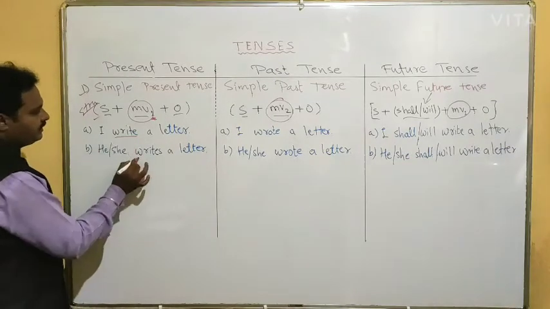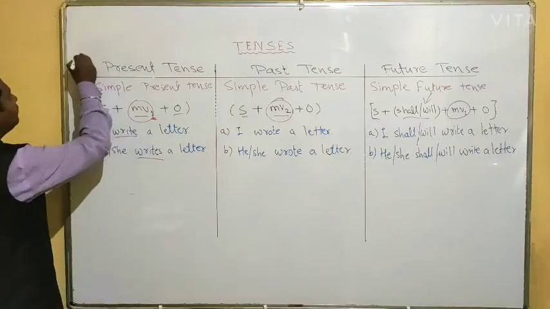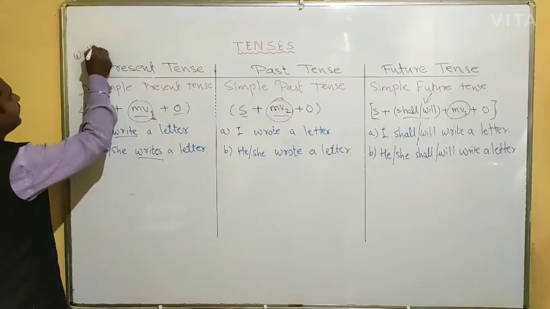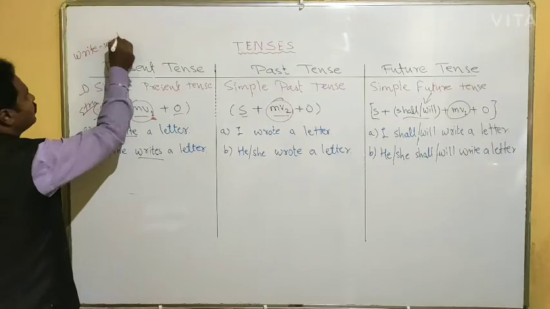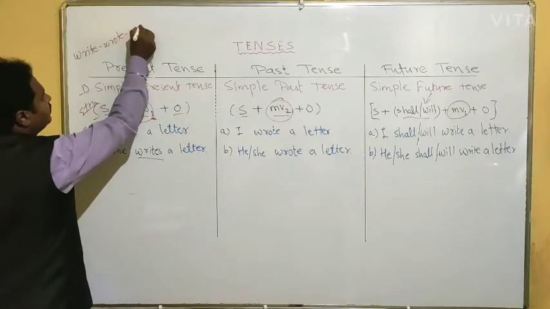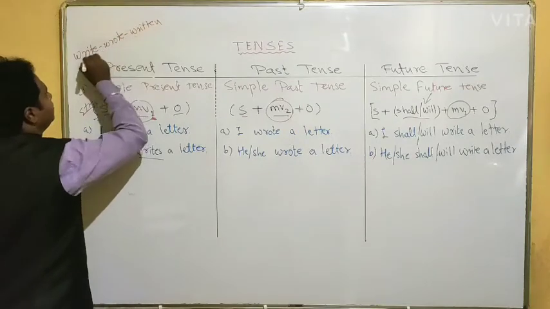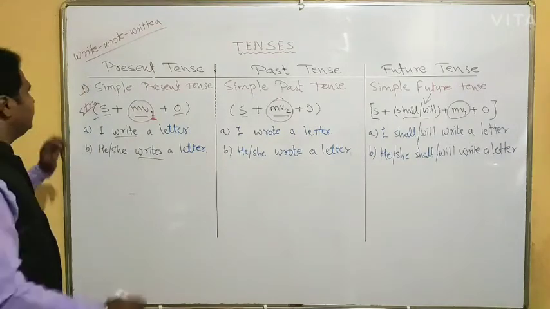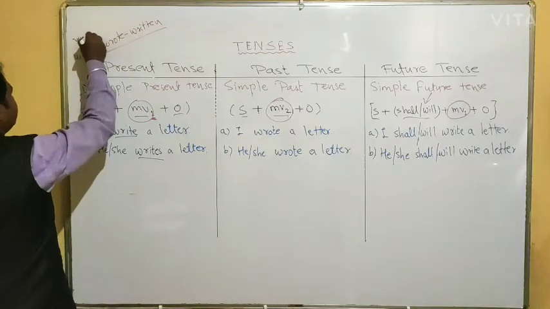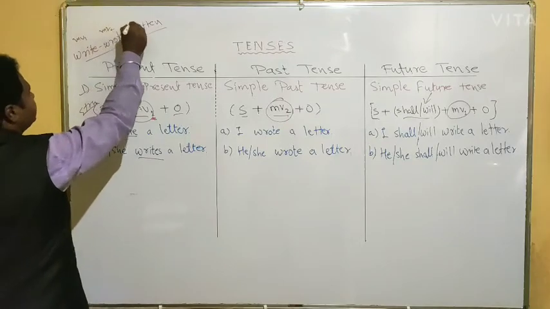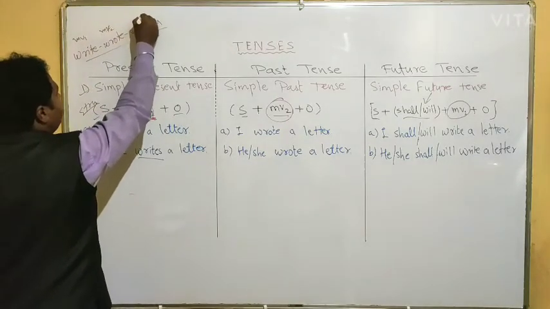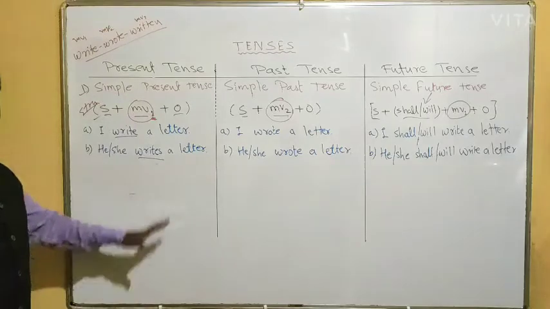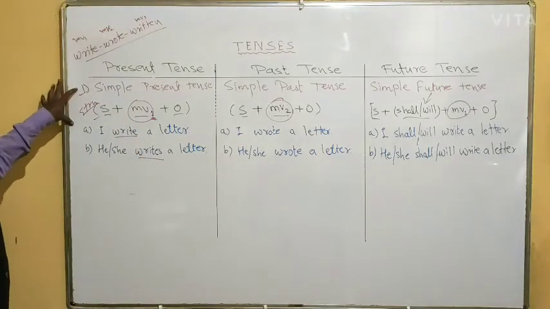I have used here the same verb: write, wrote, written. I have used here a main verb, that is write. This is main verb first, main verb second and main verb third. Use all this in the table. So listen here once again.